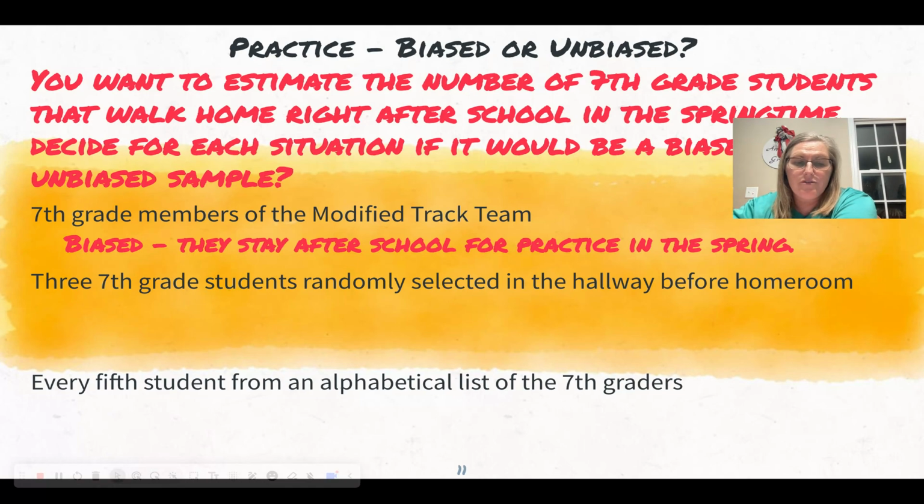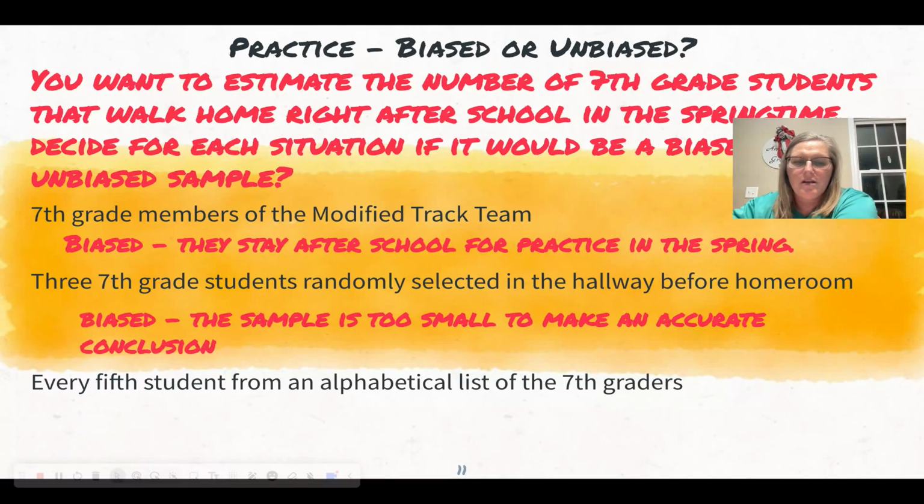3 7th grade students randomly selected in the hallway before homeroom. Still biased. The sample is too small to make an accurate conclusion. If they had included maybe 3 students from each grade level or from each homeroom, or if you would have said just like the 3rd student walking down the hallway going to homeroom.